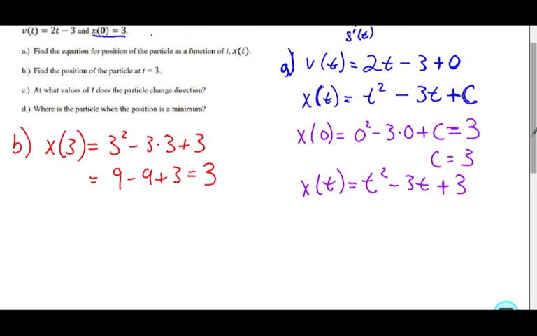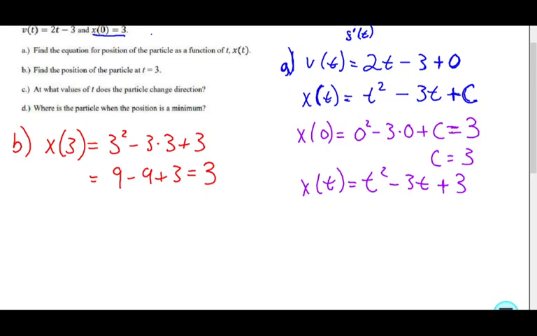Now, part C. Part C is asking us at what value of t does the particle change direction? Well, position tells us where it's located, but velocity, where it changes sign, is where a particle changes direction, because velocity has both speed and direction. If my velocity is positive, it's going forward. If my velocity is negative, it's going backwards. You can't get from the negative side to the positive side without going through 0.